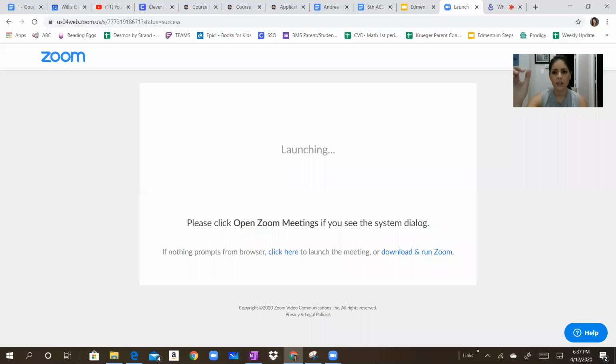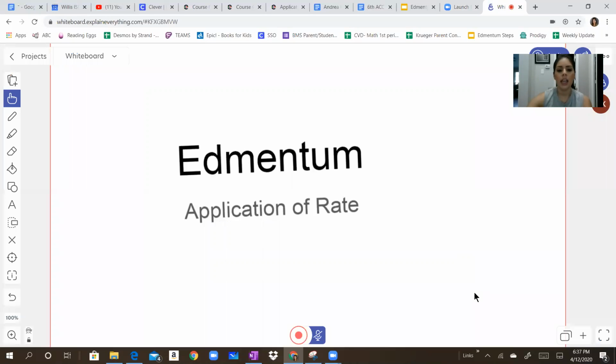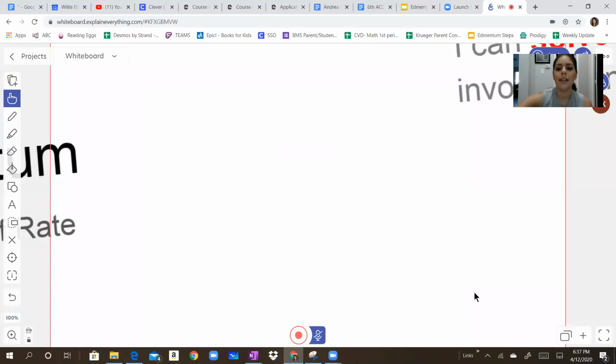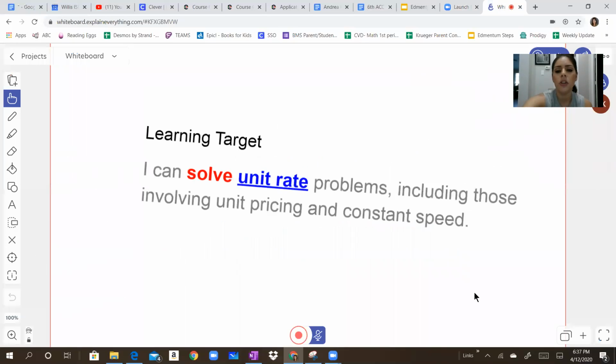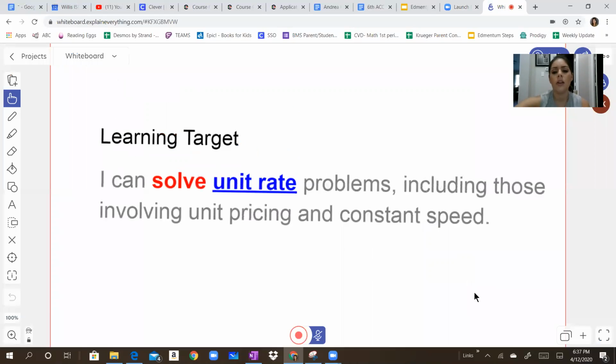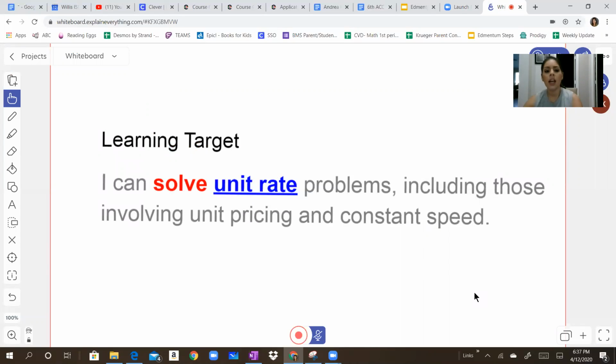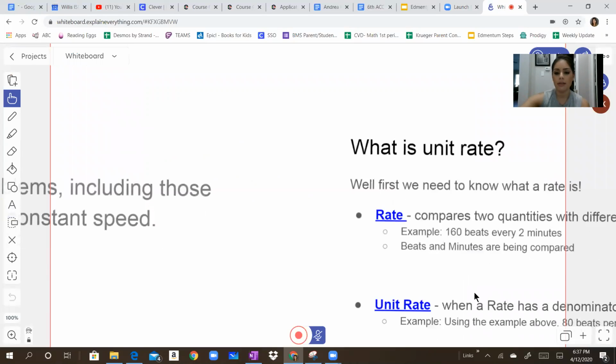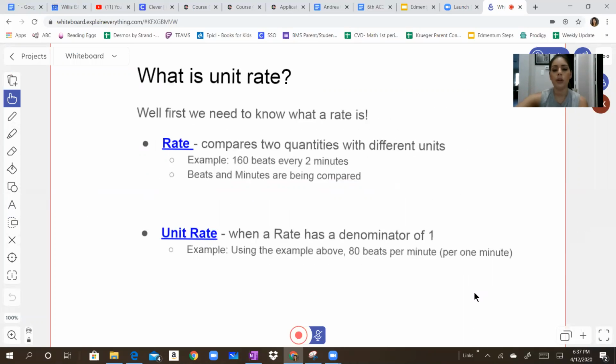I'm going to do a quick tutorial on unit rate, slide 5, to help you get started. And this is to help you with your Edmonton lesson, application of unit rate. So the learning target, what we want you to be able to do is not only solve problems, but understand what you're solving. I can solve unit rate problems, including those involving unit pricing and constant speed. So we want you to be able to consistently solve problems with unit rate.